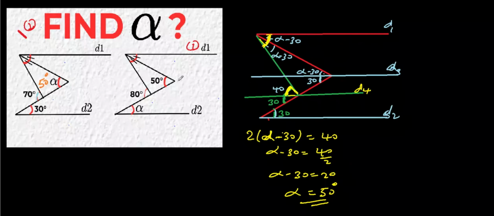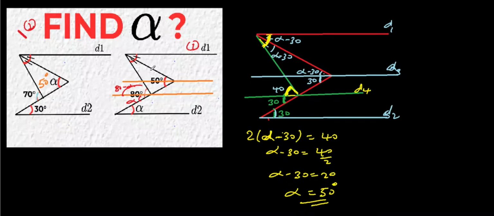Right? So for the second one, you have to use the same thing. If you draw a line like this that is crossing this one, what does it mean? And if you draw a line here also, the same thing, parallel to D1 and D2, then this one is alpha. And this one is totally 80, so this one is 80 minus alpha, right?